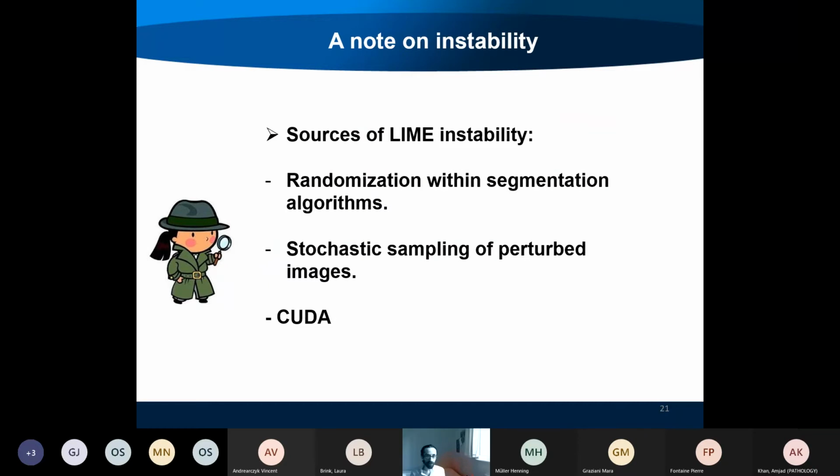So a quick note on instability. Where does instability come from in Lime? So there's basically three parts to it.